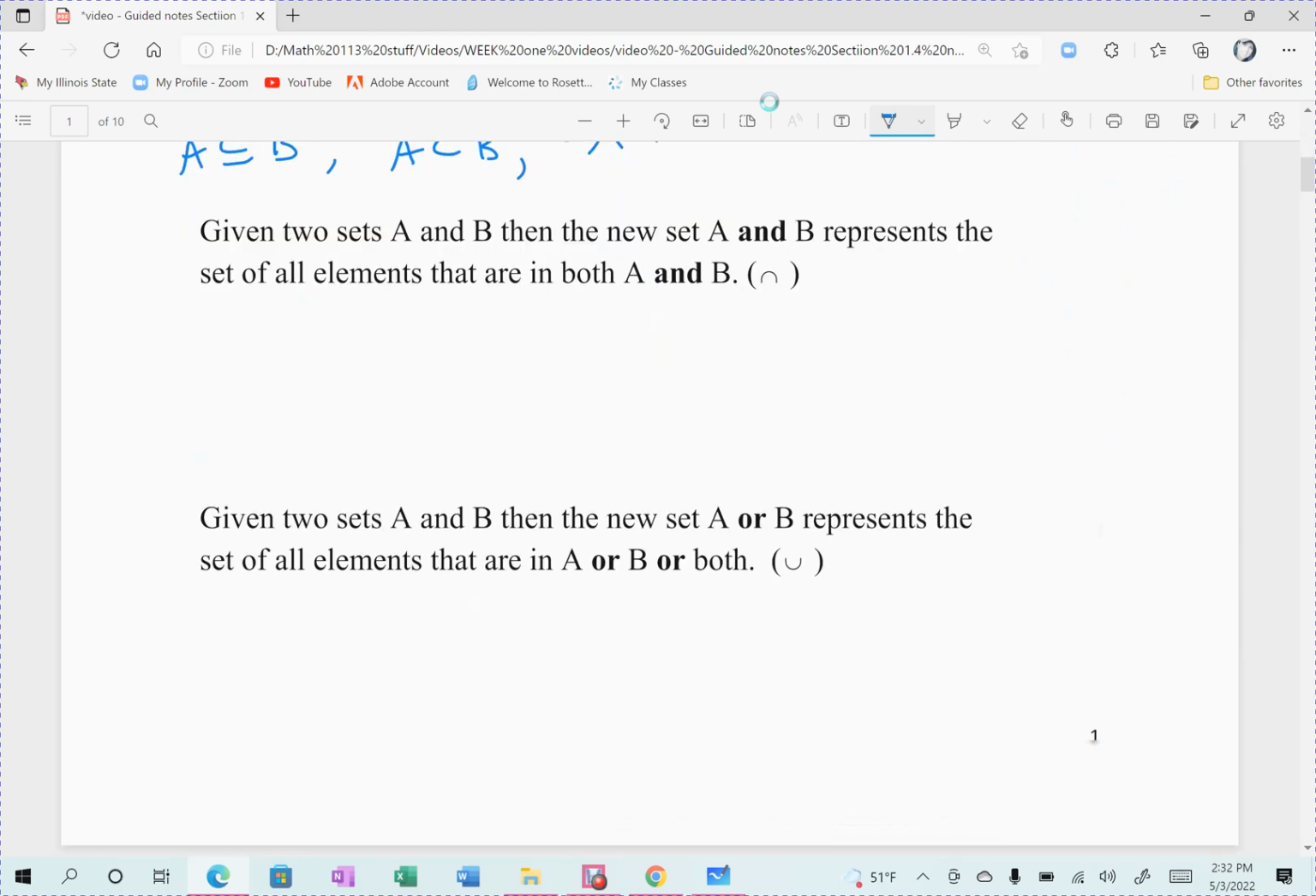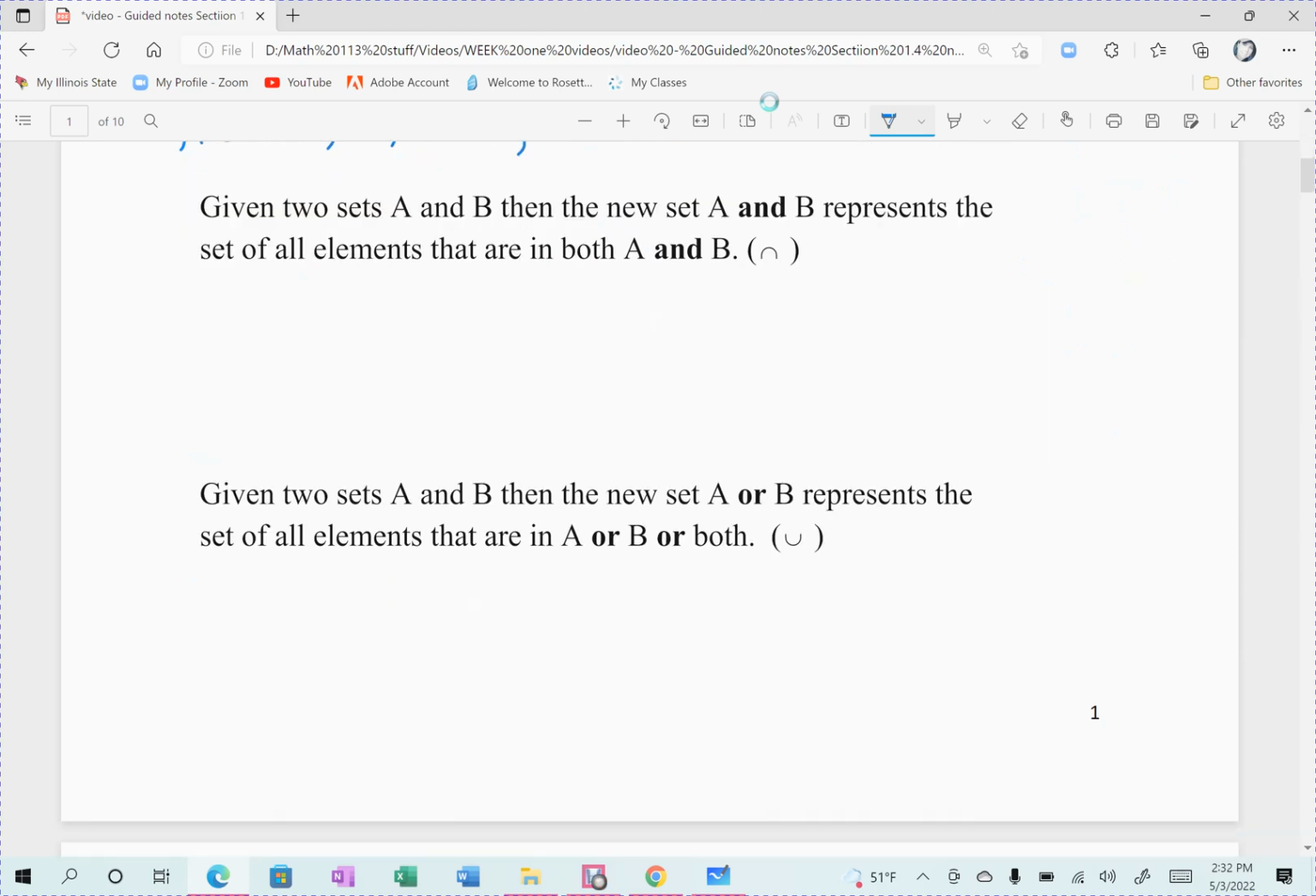All right, if we're given two sets and we want to combine them, there's two ways you can combine sets. You can combine sets by using the word and. You can combine sets by using the word or. Given set A and set B, we find a new set, an entirely new set with different numbers in it, that represents A and B, meaning all the elements that are in both A and B. The symbol that we use for that is ∩, although typically in this class we will use the word A and B. If you see that symbol, it stands for and, A and B.